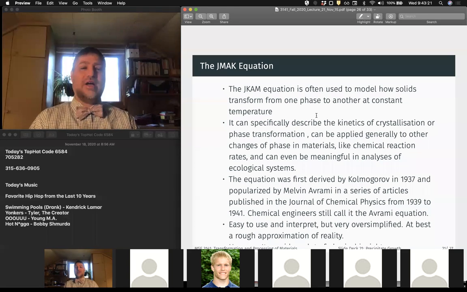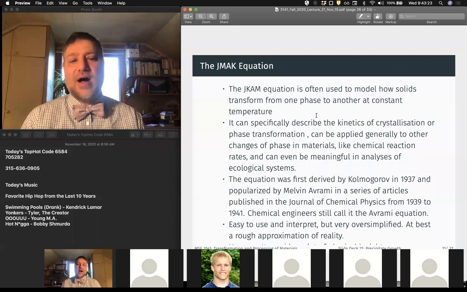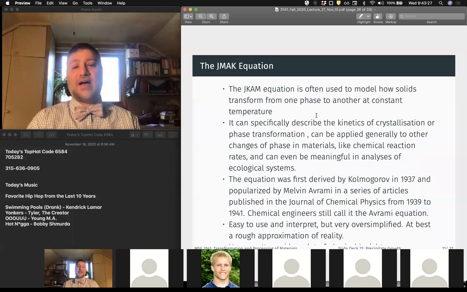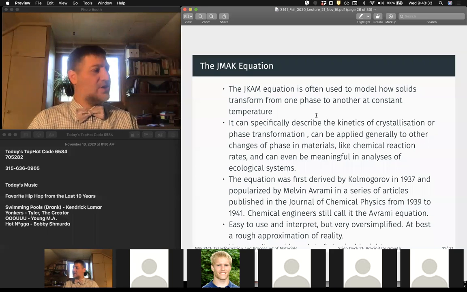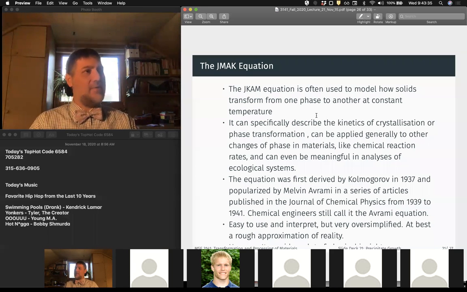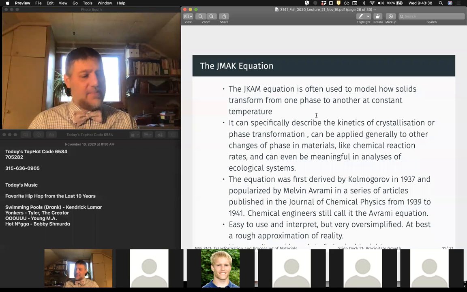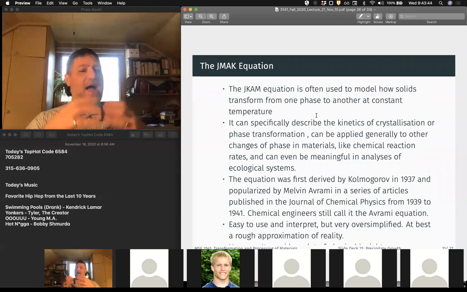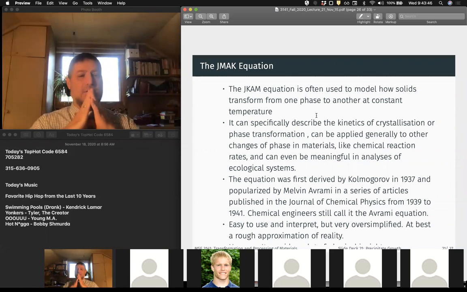So the JMAK equation is a simple model of how solids transform from one phase to the other at constant temperature. It's a homogenized equation, or a mean field or average volume equation, because it doesn't tell you anything about what's happening locally in your microstructure. It tells you about the volume fraction in your microstructure as a function of time.